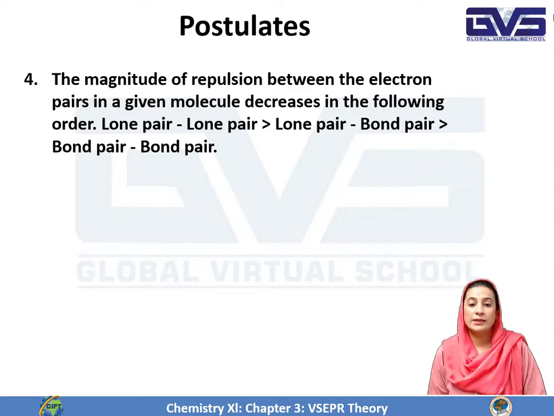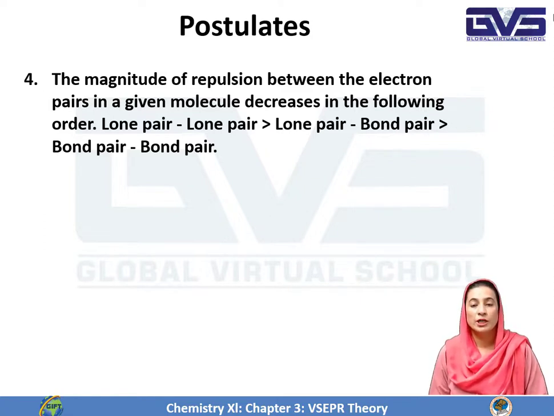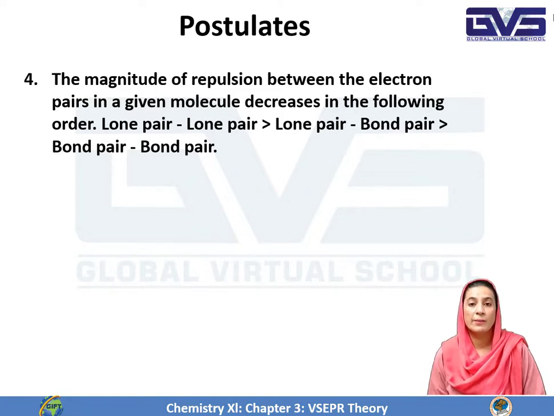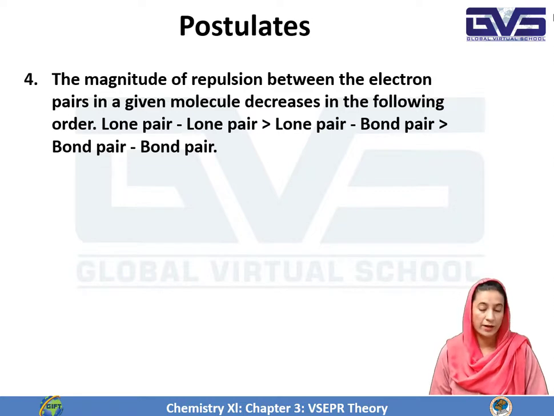then it is a little lesser in lone pair-bond pair, and in bond pair-bond pair it is even lesser than lone pair-bond pair. So lone pair electrons have the maximum repulsion, while bond pair-bond pair has the minimum among them, and lone pair-bond pair has the intermediate repulsion.